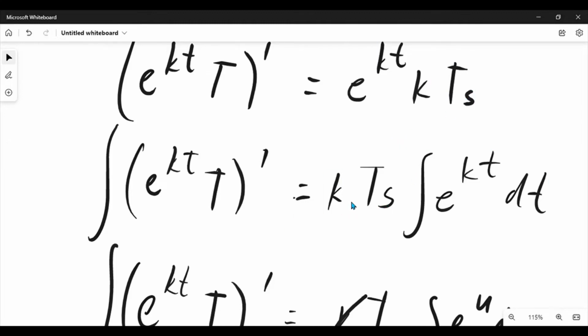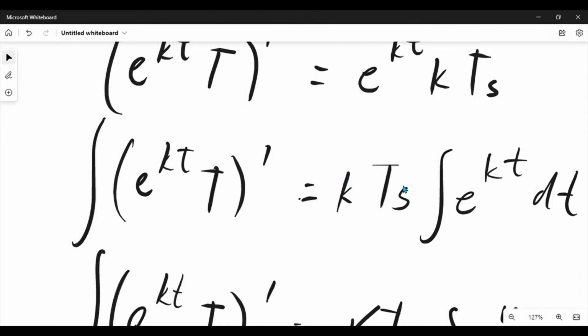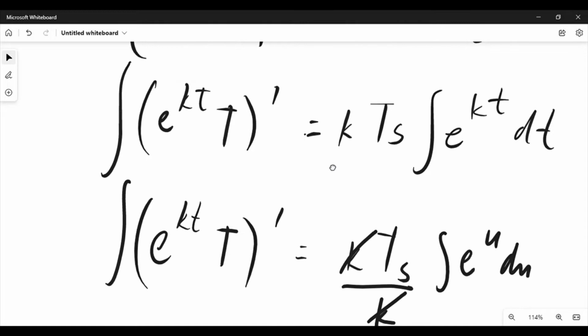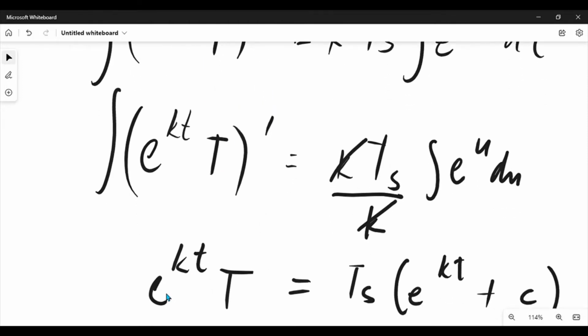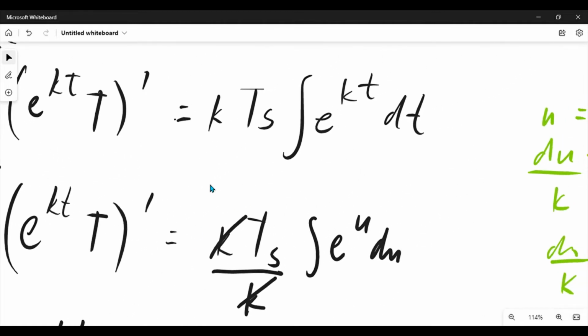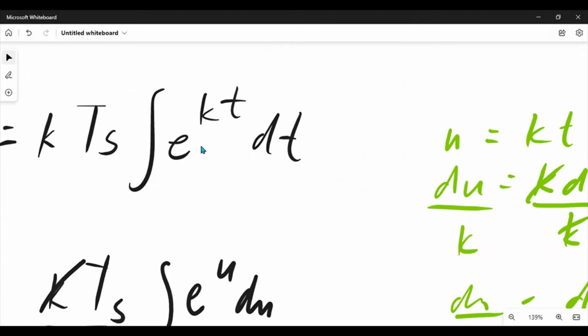So here, in this part of our derivation, we can factor out your k T sub s, the constant of proportionality times the temperature of the surroundings. Well, of course, you'll be needing the integral of e raised to kt dt. Okay, so you take the integral of the derivative of e raised to kt times the temperature. So that's actually equal to e raised to kt times T. But here in the right side of the equation, there's a need for you to apply substitution. You cannot just get right away the integral of e raised to kt dt.